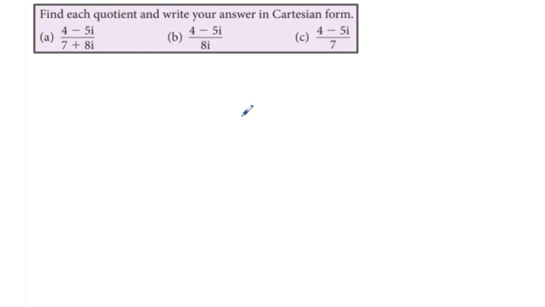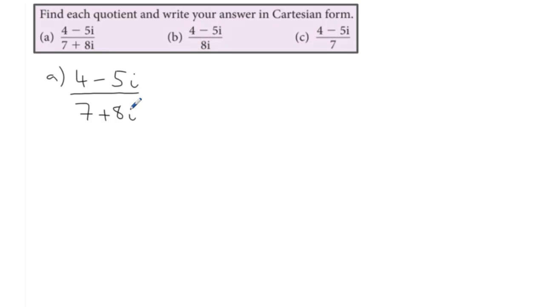So if you multiply a complex number by its conjugate, then you get a real answer. So that is going to help us to get the imaginary part off the denominator, and then we can express the answer as an a plus bi. So part A, 4 minus 5i over 7 plus 8i. So we're going to multiply this by the complex conjugate over itself.